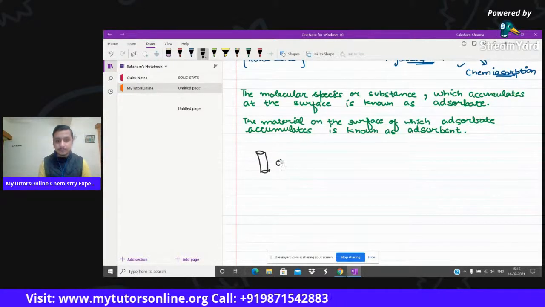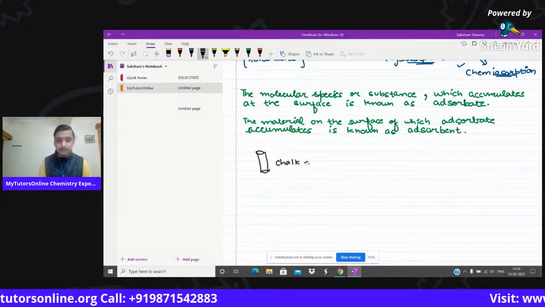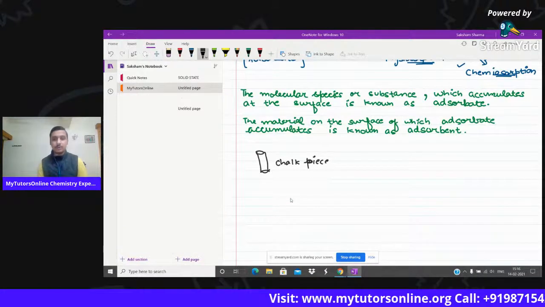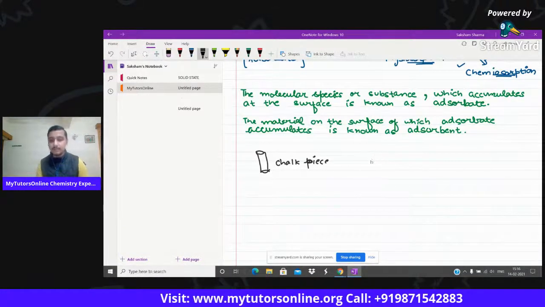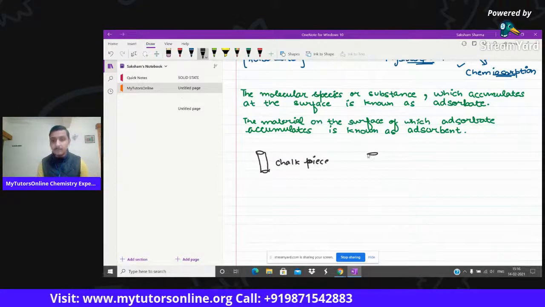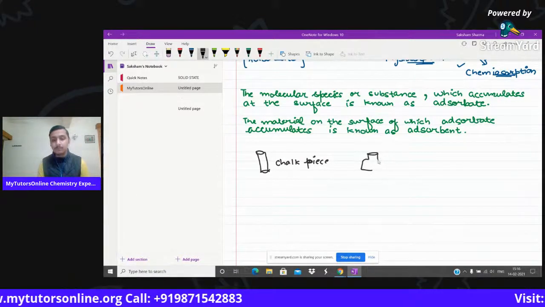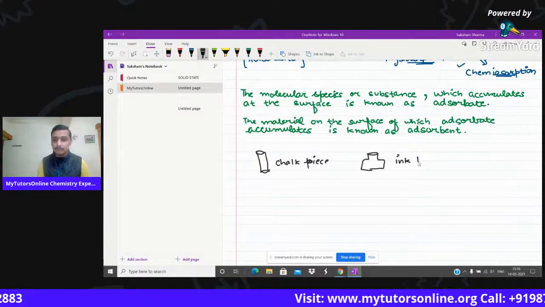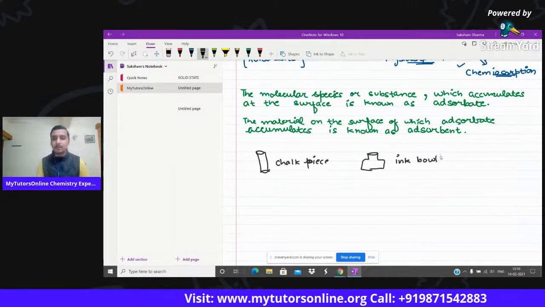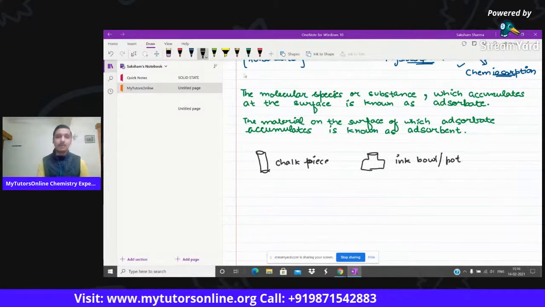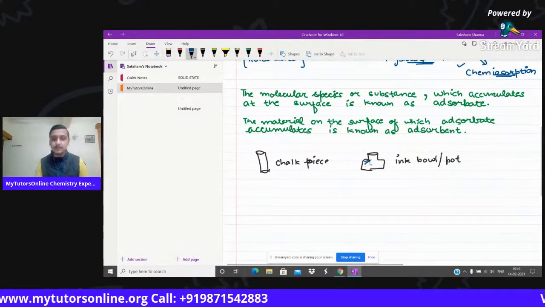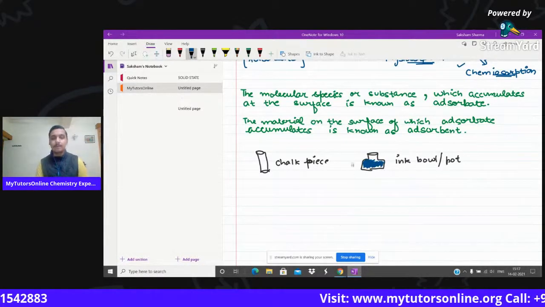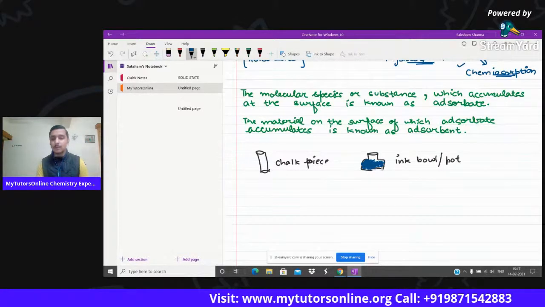What is this? This is my chalk piece. Okay, white chalk, not a colored one. I have a chalk piece and I have an ink bowl. What is this? This is my ink bowl or ink pot. Now, this ink pot contains blue colored ink.